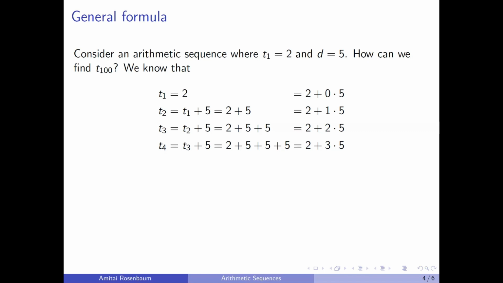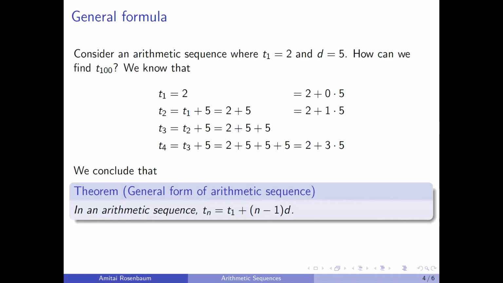Because you can see the multiple is always 1 less than the number term of the sequence, right? Okay, so let's summarize this for all arithmetic sequences.